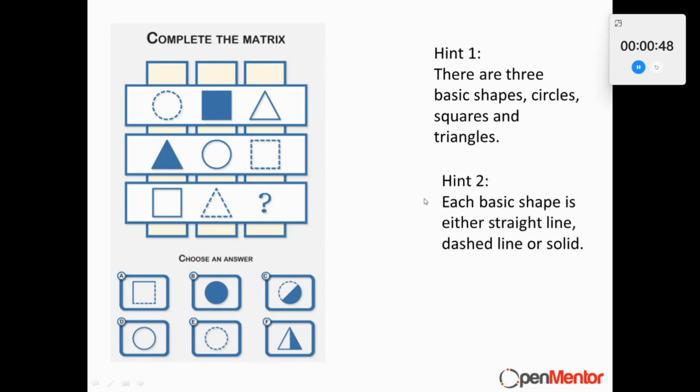So I'm also giving you two hints. There are three basic shapes: circle, square, and triangles. Each basic shape is either a straight line, dashed line, or solid. And which one will come here? I am giving you 1 minute. 17 seconds left.